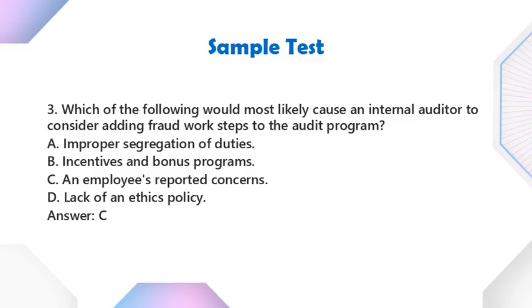3. Which of the following would most likely cause an internal auditor to consider adding fraud work steps to the audit program? A. Improper segregation of duties. B. Incentives and bonus programs. C. An employee's reported concerns. D. Lack of an ethics policy. Answer: C.